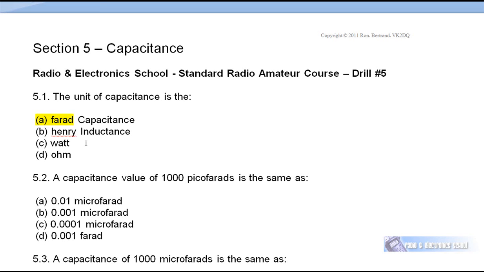And the watt, you should know already, is the unit of power. And the ohm is the unit of resistance. The answer to the question is A. The unit of capacitance is the farad, and the common subunits for capacitance are primarily the microfarad and the picofarad.